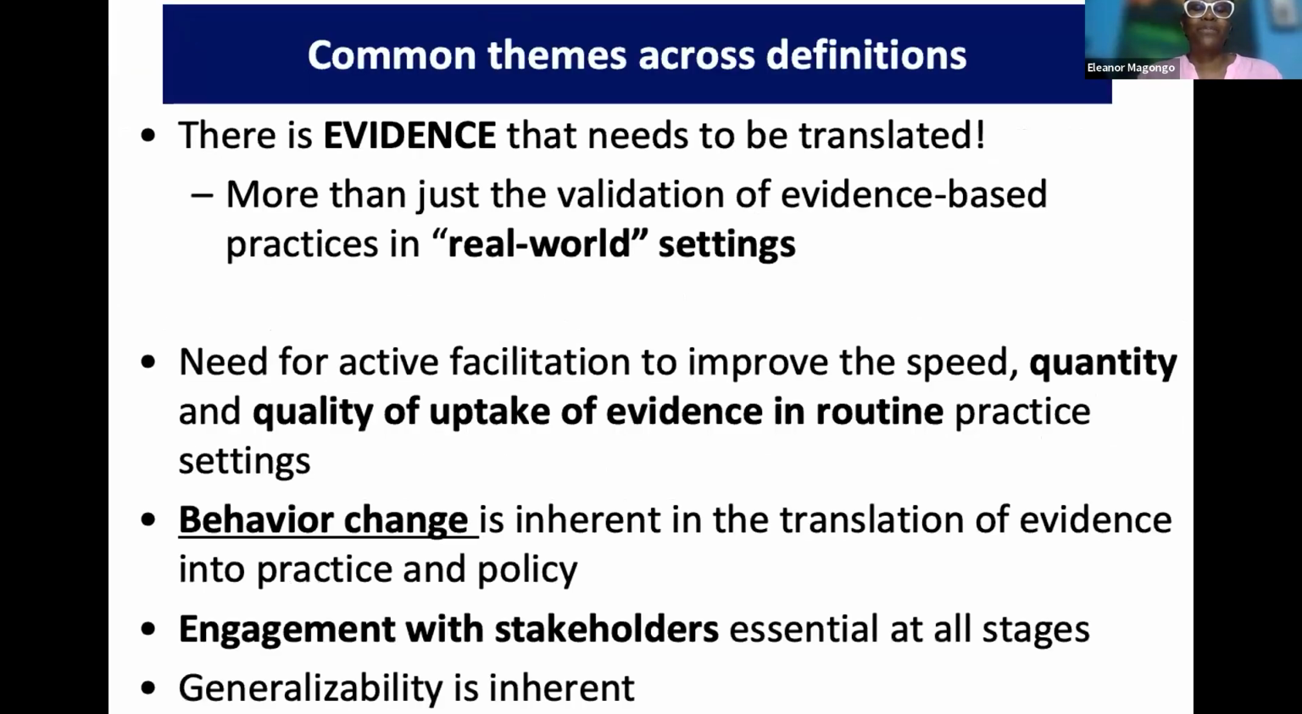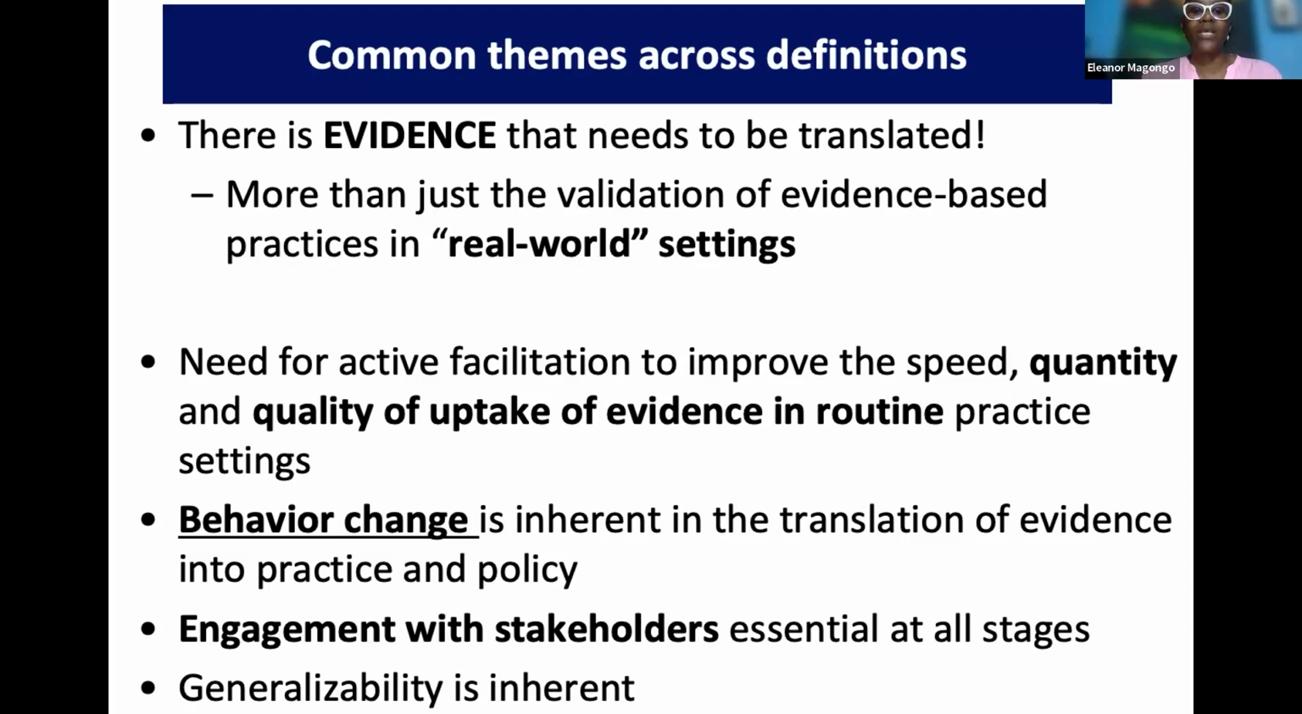So when we talk about implementation science, it's also important for us to understand the common themes across the definitions. For example, evidence. So there is evidence that needs to be translated. That is always the starting point. For you to say you're doing implementation science research, there must be evidence, and we've understood what evidence is. It's validated, it's proven. So you want to translate it into a real world setting.